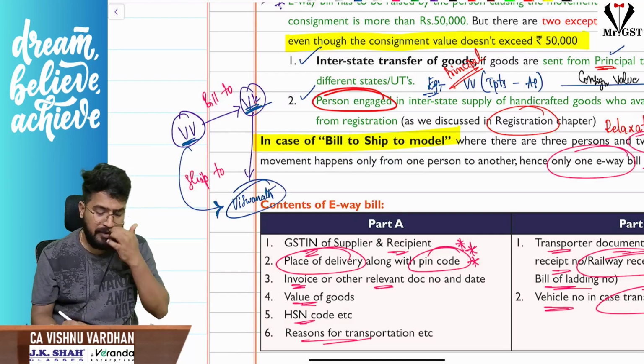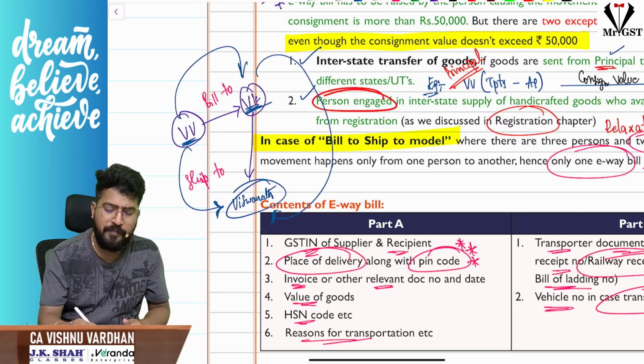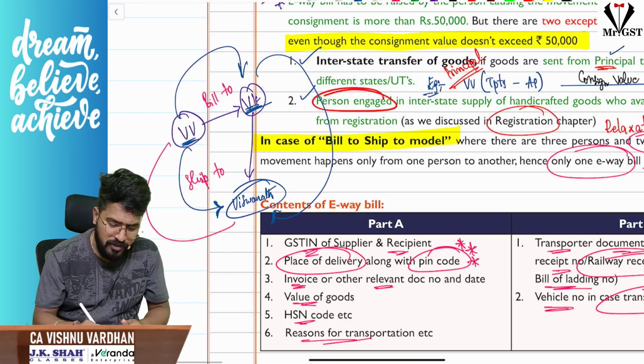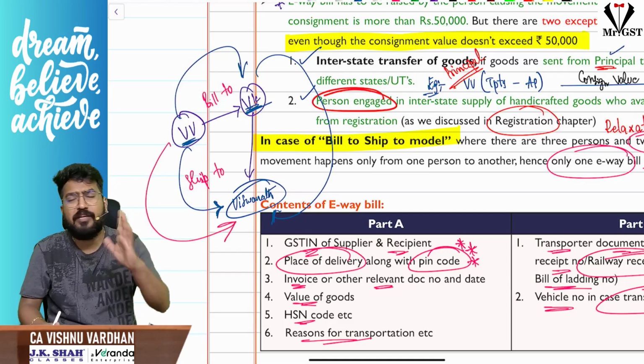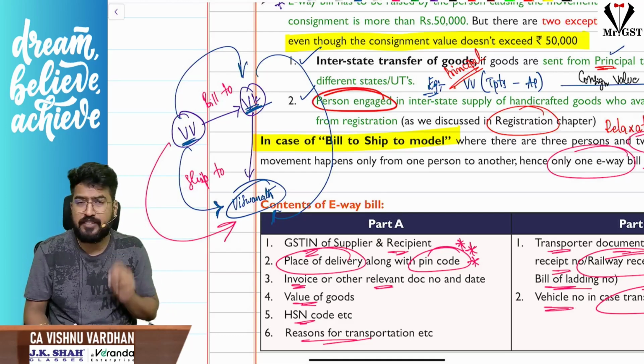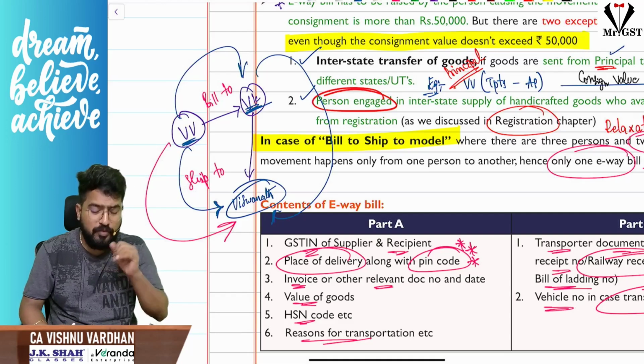Am I clear? So Vishnu is making a sale to Vamsi, Vamsi is making a sale to Vishwanath, but Vamsi asks Vishnu to directly deliver the goods to Vishwanath. Like that he is asking, so I am delivering. Sir, there are two sales here: Vishnu to Vamsi, and Vamsi to Vishwanath. Two sales happen, but goods are moving only from Vishnu to Vishwanath. So what should be done here?